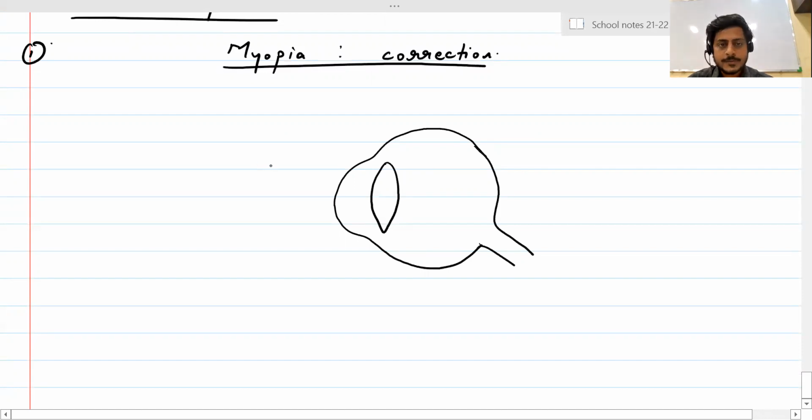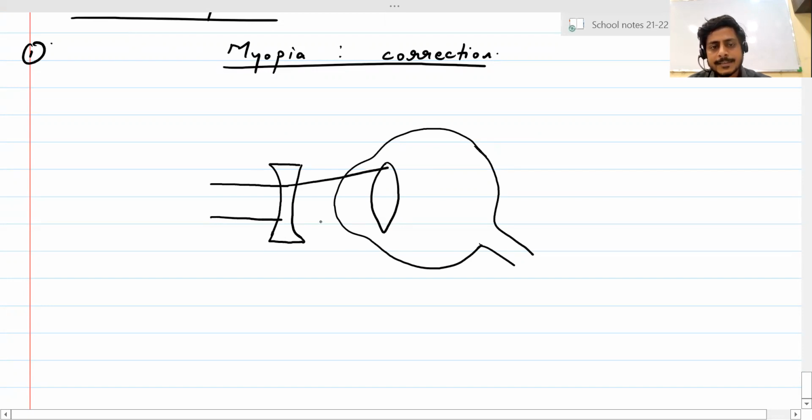Myopia correction is a concave lens, so the lens has to be drawn outside. This is the concave lens. Concave will do what? Concave will diverge. So you bring it till here, in the middle. Use a scale and you diverge it like this. After you've diverged, you have to converge it at the center, approximately here, which is the yellow spot. Make sure you draw your arrowheads. You have to label this as the concave lens. Okay, that's your correction for myopia.